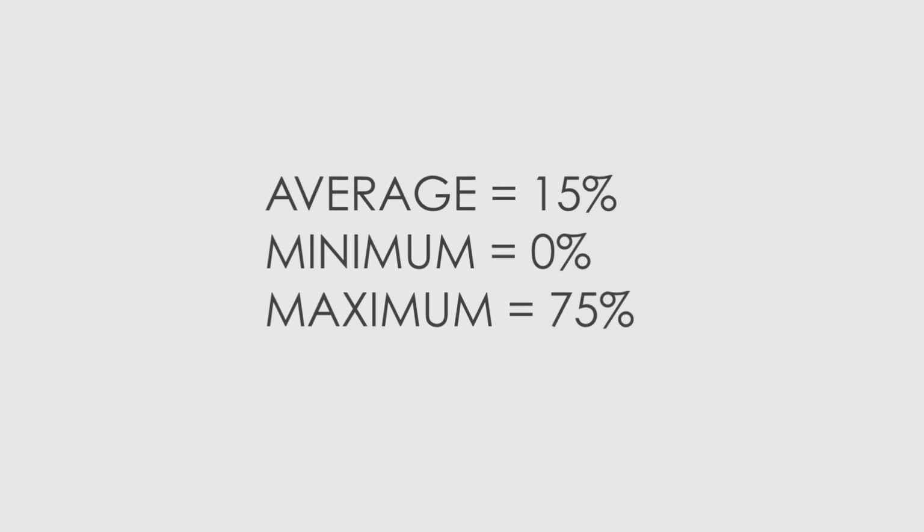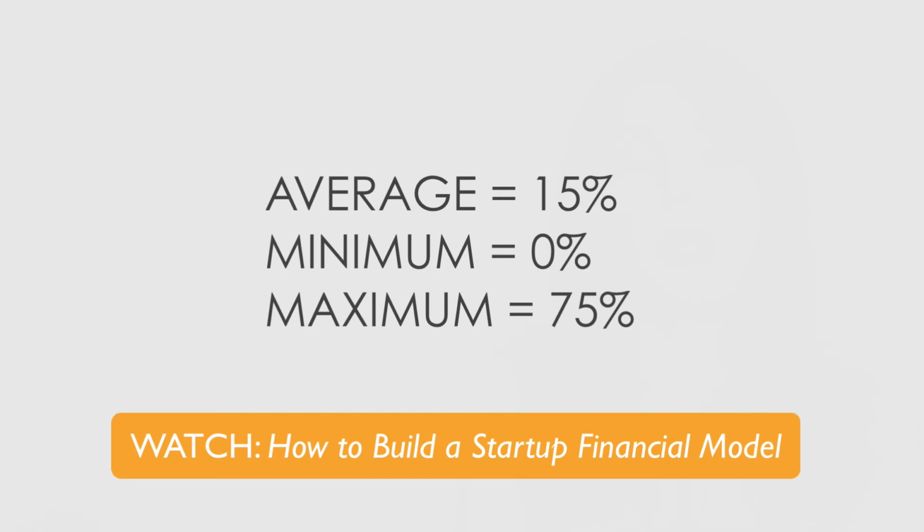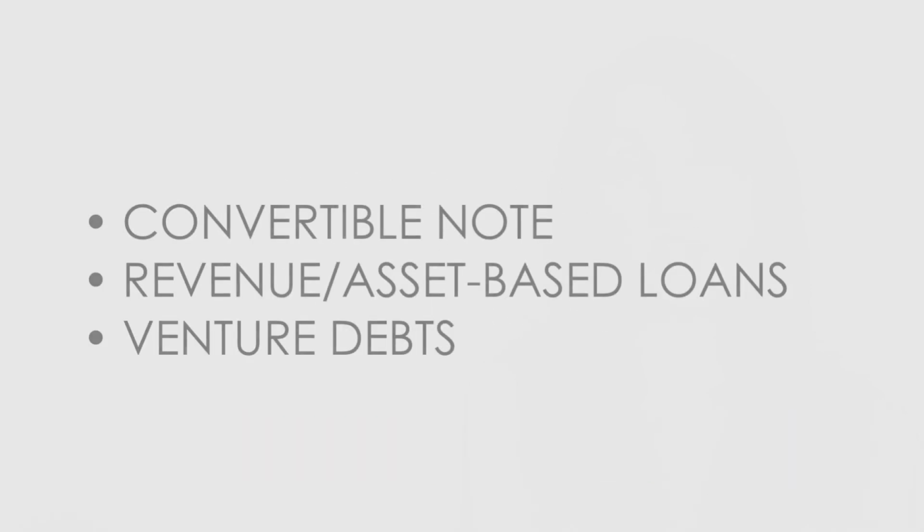So we talked about this in how to build a startup financial model, but I'll say it again. The way that you hold on to a lot of equity in your cap table is making sure that your valuation is high and that your terms are good. Another thing that we talked about was venture debt. So being able to use either a convertible note as you're just getting going. You also can use revenue-based loans or asset-based loans if you're early stage. And if you're a little bit later stage, you can use what's called venture debt.